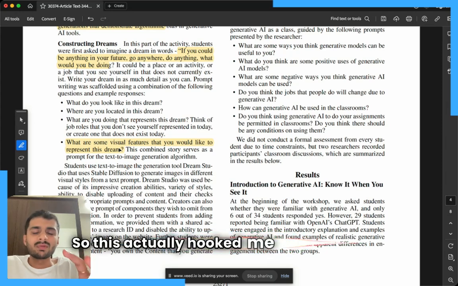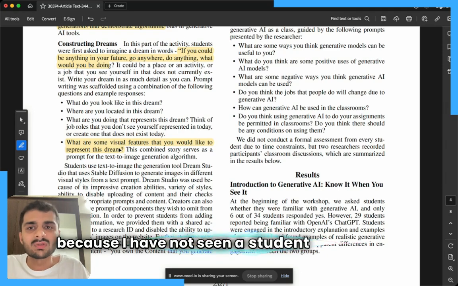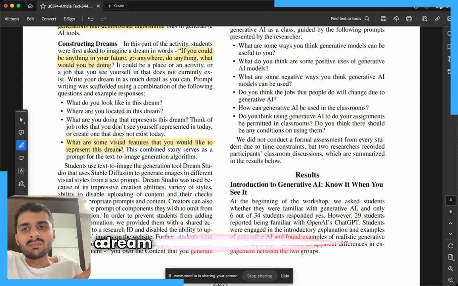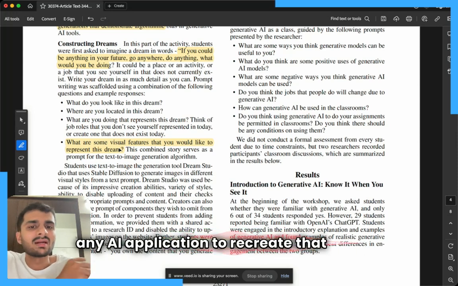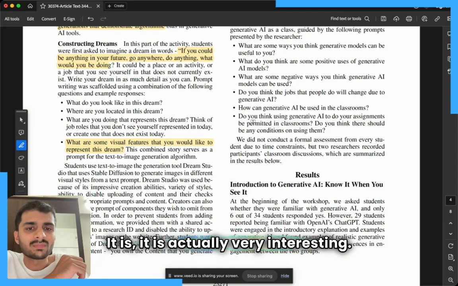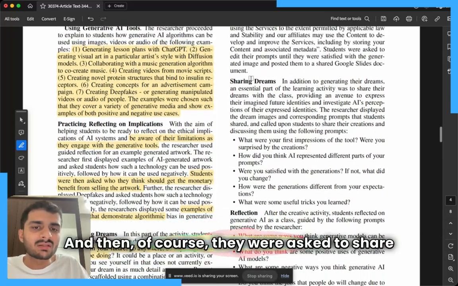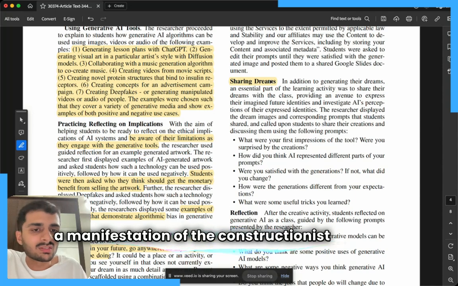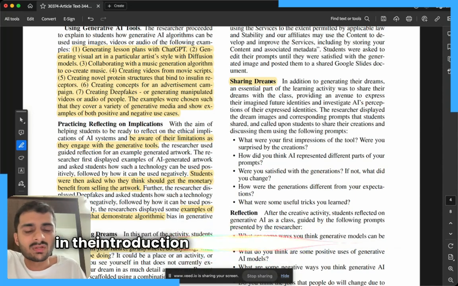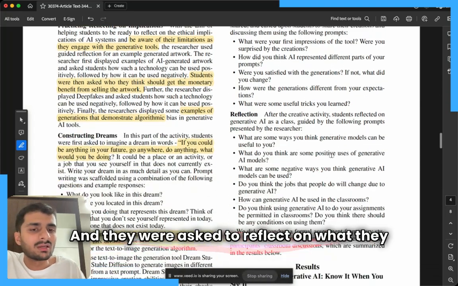So this actually hooked me onto this paper because I have not seen a student constructing a dream in their mind and then using any AI application to recreate that dream. It is actually very interesting. And then of course they were asked to share the dreams with other students, which seems to be a manifestation of the constructionist approach that we discussed in the introduction and the background section. And they were asked to reflect on what they learned.